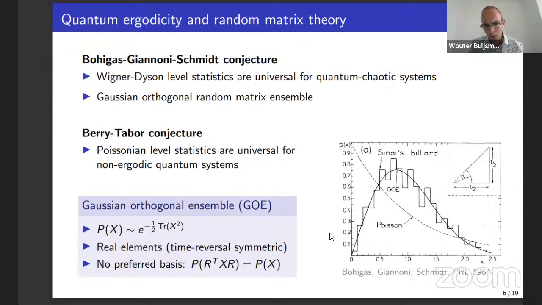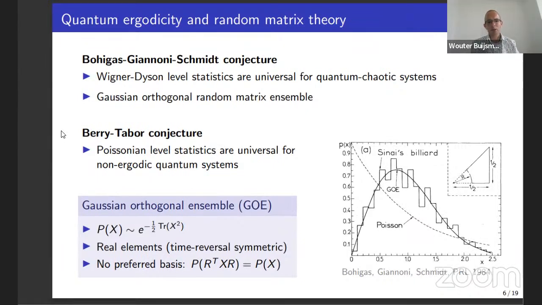How this is quantified is by looking at the level spacing distribution. So you take the spectrum, the eigenvalues, you look at the spacings between consecutive levels, and you make a histogram of this. And you normalize them such that the average spacing is 1. Then you can draw this type of histogram, and indeed you see for the Sinai billiard and the Gaussian orthogonal ensemble, you see good agreement.